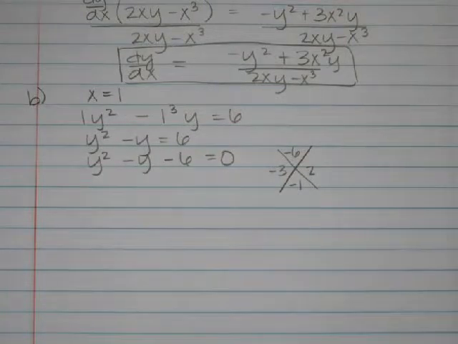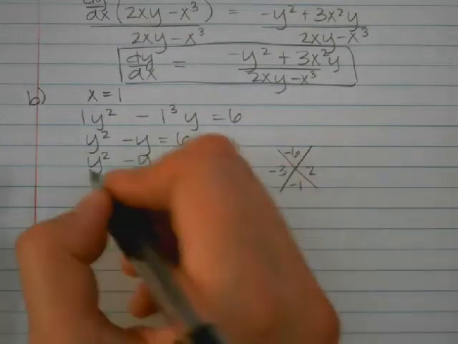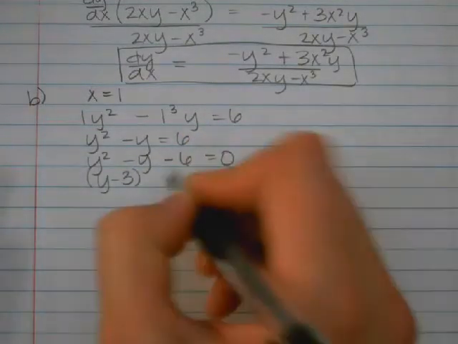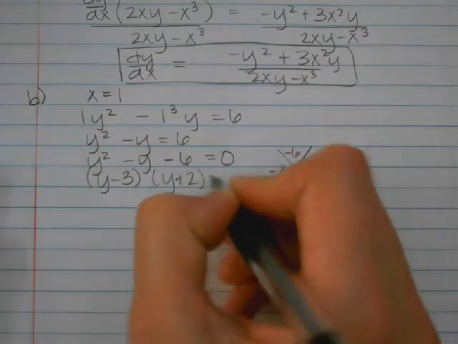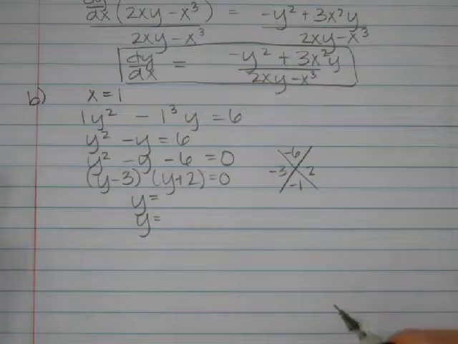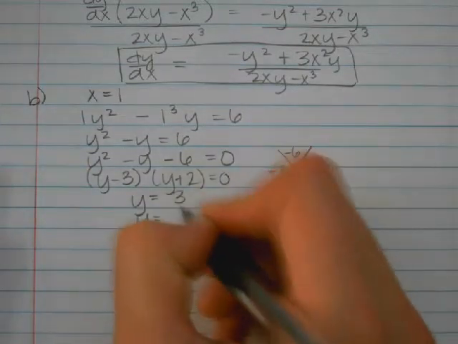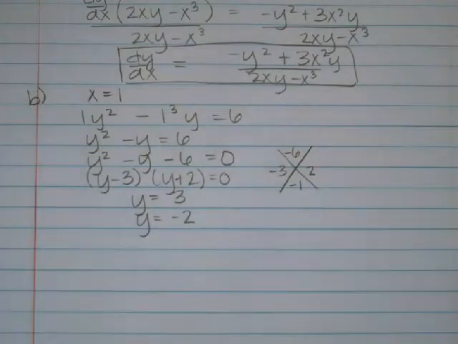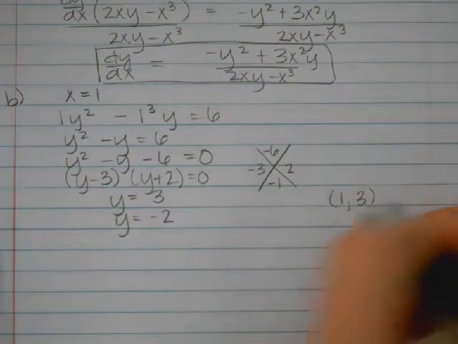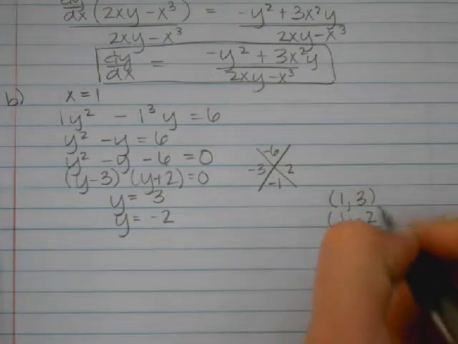So what are the factors? So y minus 3, y plus 2. Those are the two factors, and then what are the solutions? 3 and negative 2. Okay. So there are 2 points that have an x-coordinate of 1. One of the points would be (1, 3). The other point is (1, negative 2).